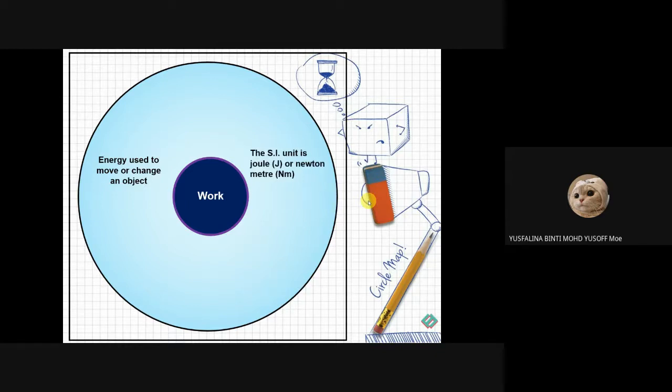And then the SI unit for work is the joule, J, or Newton meter. So whether you put joule or Newton meter, this is the SI unit for work. Alright, so this is the formula: work equals force, where the force must be in Newton, and distance, which must be in meter.